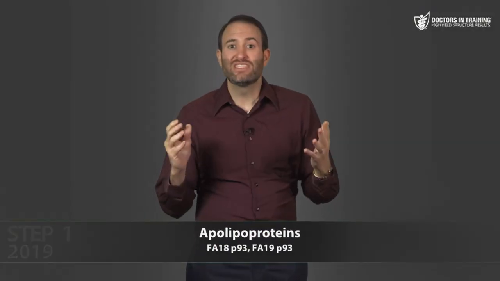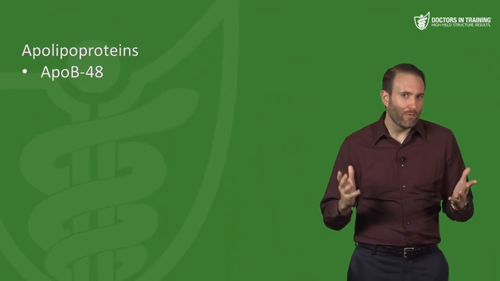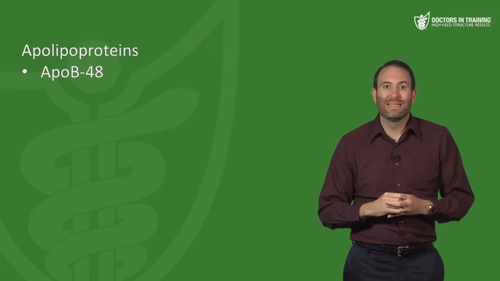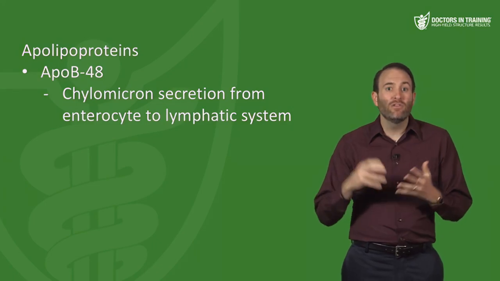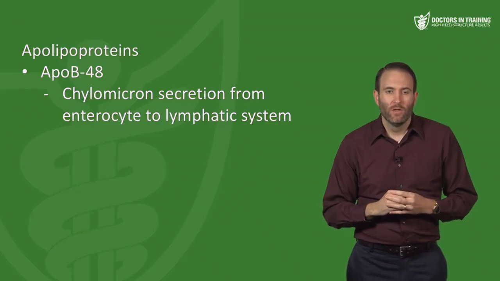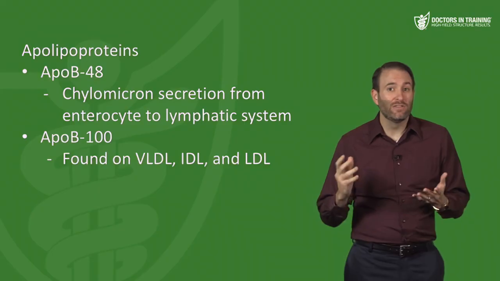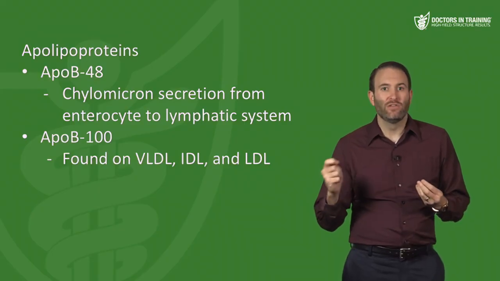All right, so we just mentioned several of the important apolipoproteins. Remember that an apolipoprotein is a protein that binds to lipids in order to transport them through the lymphatic or the circulatory systems. Now let's go through some of these in more detail. So ApoB48, remember that one. Remember, this is primarily involved in chylomicron secretion out of the enterocyte into the lymphatic system, ApoB48. Let's move on to ApoB100. Where was that one? Remember, that was found on that VLDL. Sometimes you see it on IDLs and LDLs as well.